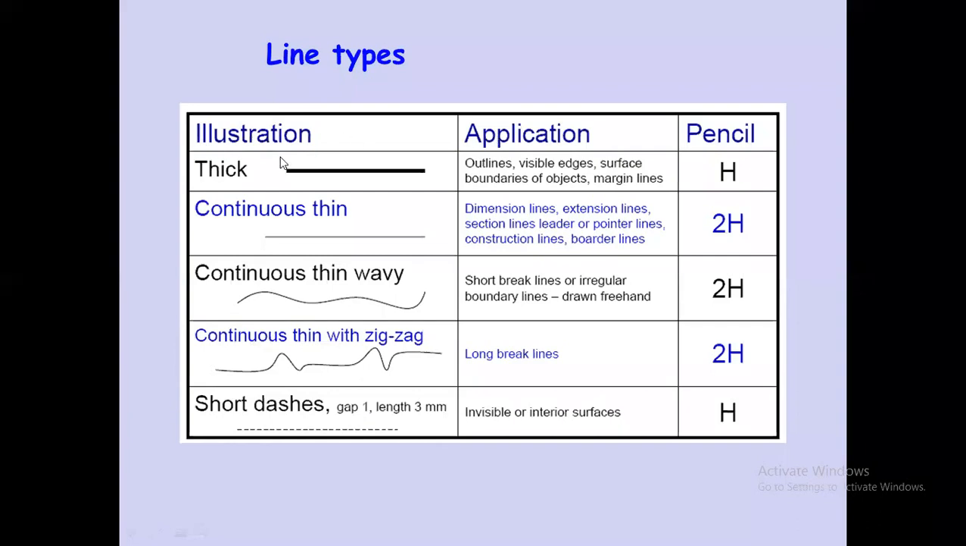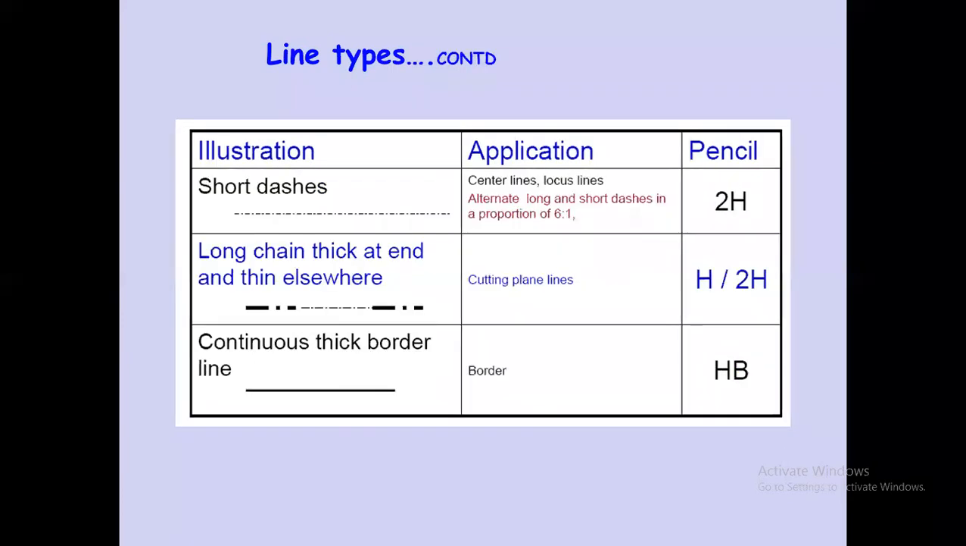So I guess these are the applications of lines. Next, short dashed line, long chain, continuous thick border. So these are all different types. It is a cutting plane, with H or 2H. You can use either H or 2H for thin and continuous applications of lines.